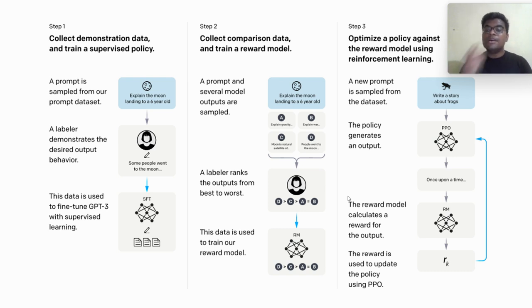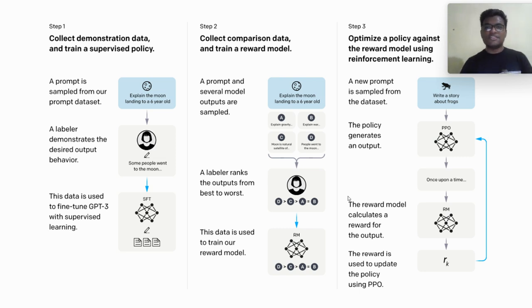This output will be given to the reward model. The reward model calculates a reward for the output, and the reward is used to update the policy using PPO. So this is going to be the architecture of ChatGPT.